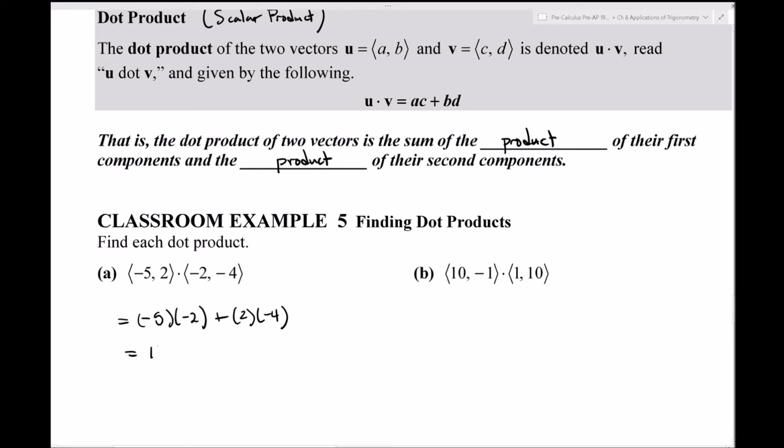-5 times -2 is 10. That's going to end up being a -8, and we get a 2. So for letter A, it's simply 2. Letter B, <10, -1> dotted with <1, 10>. And by definition, you take the x components and multiply them, 10 times 1. You add it with the product of the y components, -1 times 10. You get 10 minus 10, and that equals 0.